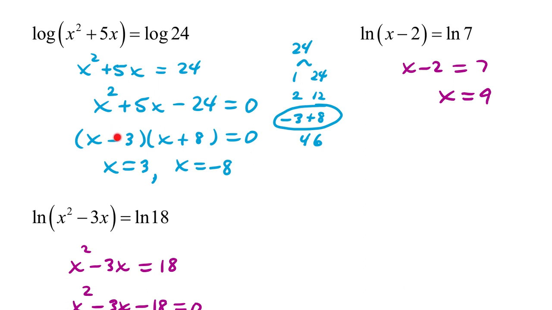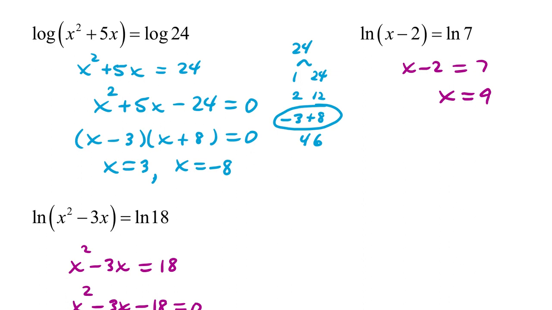This factor is 0 if x equals 3. This factor is 0 if x equals negative 8. You can check by substituting. Put in a 3, this comes out to 24. Sub in a negative 8, it also comes out to 24. Both values of x are good.